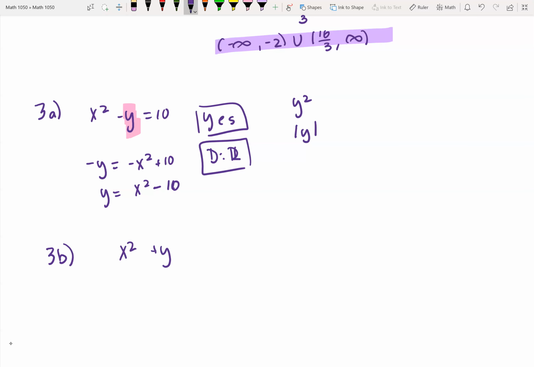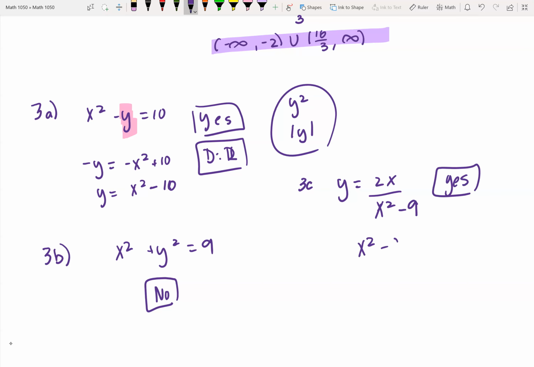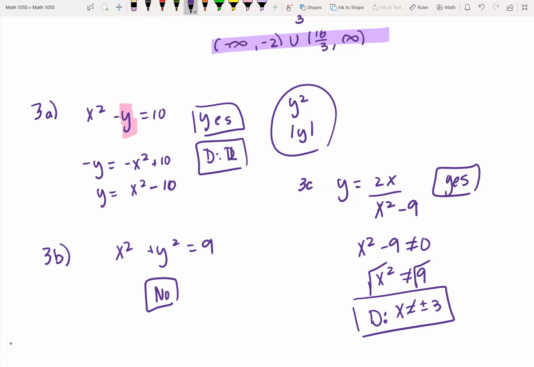Okay, so question B is nice because it is not a function because the y is squared, and therefore I don't even have to find the domain, so I'm done. This one right here, okay, so this is kind of strange, but this is a function. I don't have any of these things going on, so it is a function. So the answer is yes. Find the domain. I have a fraction with an x on the bottom, so the bottom cannot be 0. So x squared cannot be 9, and then I square root, and x cannot be equal to plus or minus 3. Put a D and a colon and label it like that, okay?